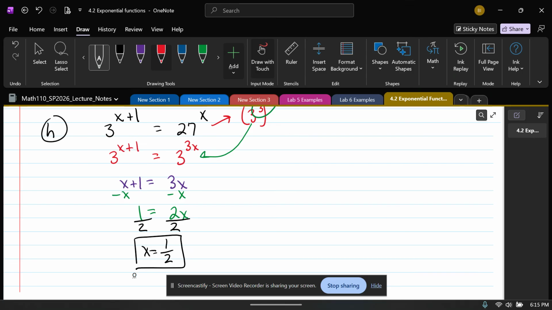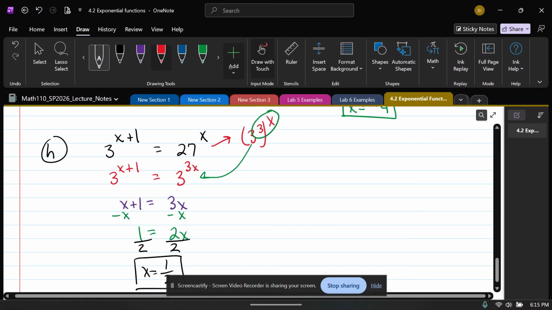Where it gets more interesting is when we have things where both sides are not prime.